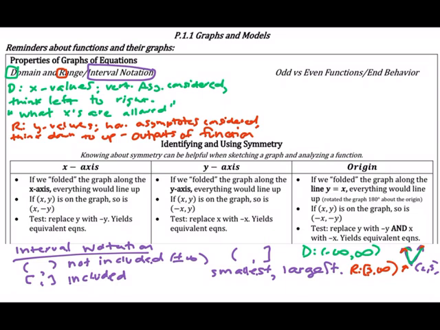The next thing we're going to talk about is even versus odd functions and end behavior of functions. So some functions are even, some functions are odd, and some functions are actually neither. So it is possible that a function could be neither. It doesn't have to be even or odd. So what does it mean if a function is odd? Well, an odd function has symmetry about the origin, which means if we folded the graph along the line y equals x, everything would line up. Or you could rotate it 180 degrees about the origin and everything would line up.